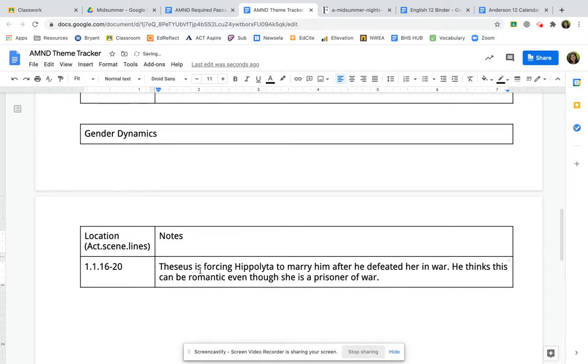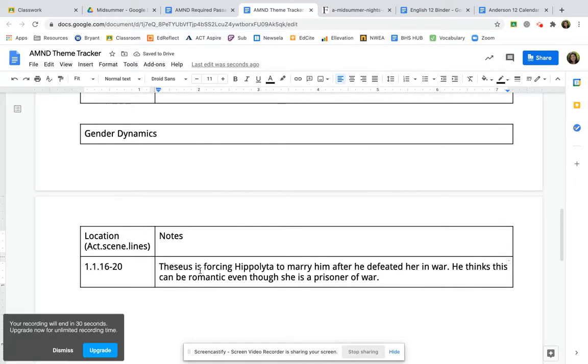So in that scene, he has complete power over her, which is going to set the tone for the rest of the play. We see that the society is very patriarchal. The men have complete control over women, including whom the women are allowed to marry.